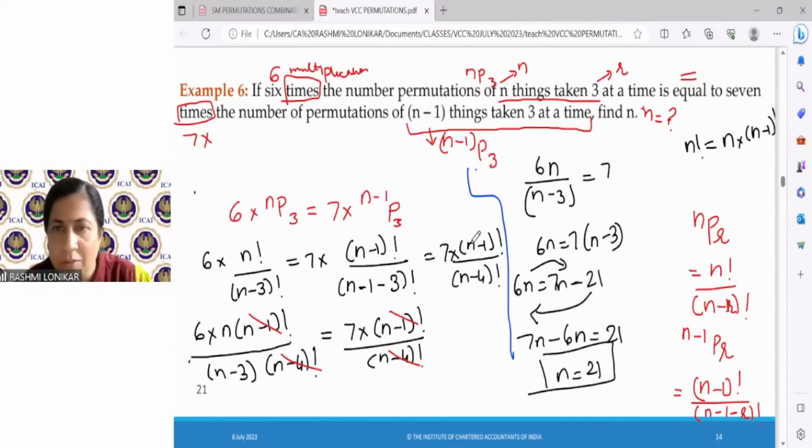Same formula here, Saurabh. This is the formula we are using. N factorial is equal to n into n minus 1. So n minus 3 factorial will be n minus 3. N minus 3 minus 1, that is equal to n minus 4.